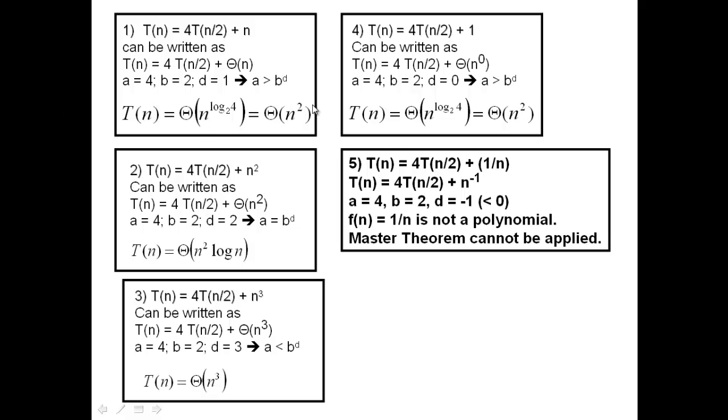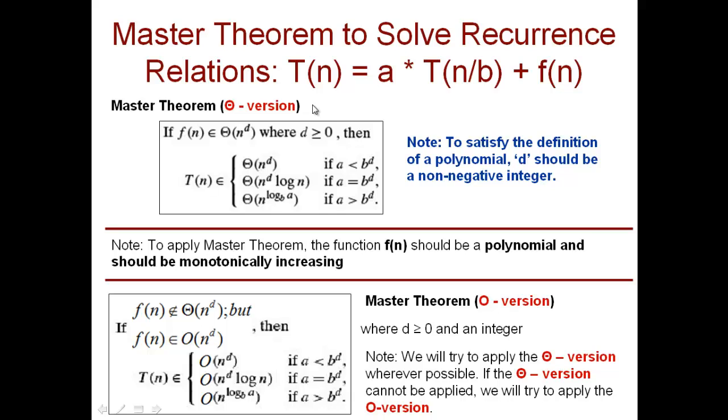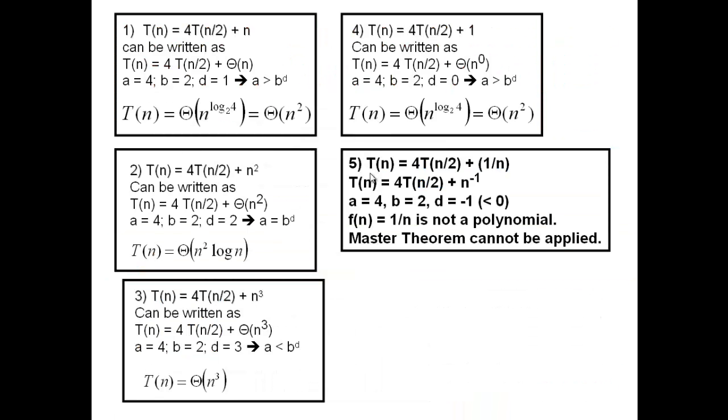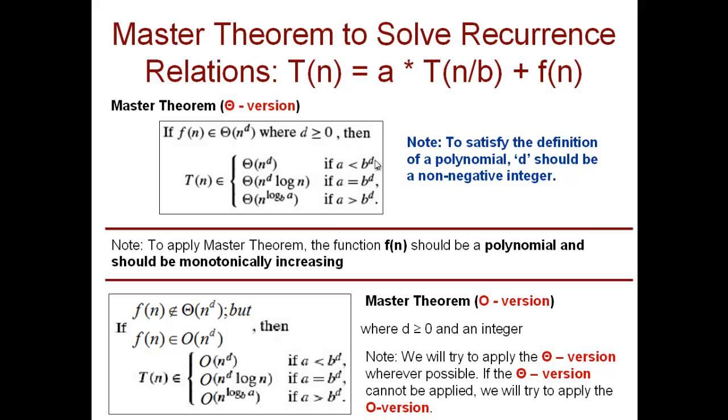Once we know a, b, d, we can calculate the value of b raised to d, and compare a with b raised to d. So b raised to d, 2 raised to 1, is 2. So we found a, which is 4, to be greater than 2 raised to 1. Since a is greater than b raised to d, we have to use this formula, where it is theta of n raised to log a to the base b.